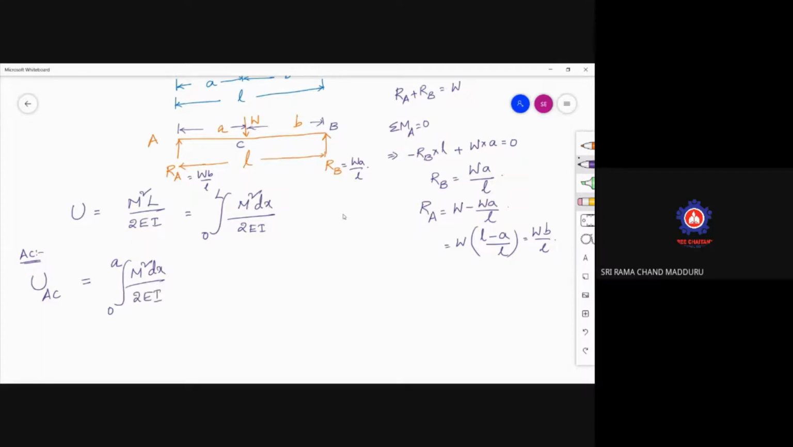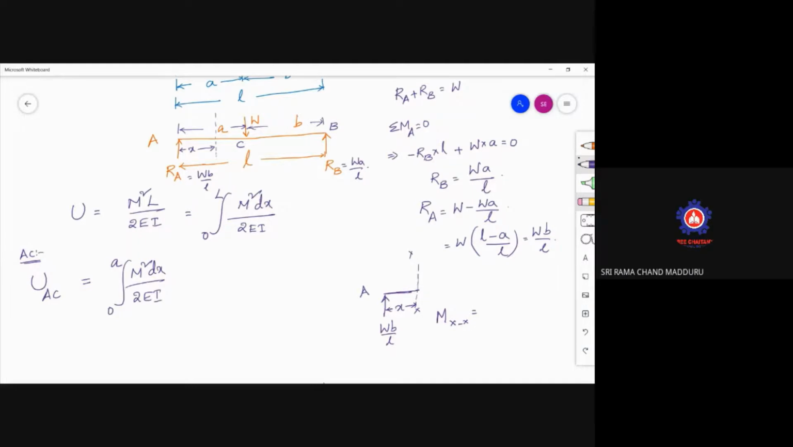For the AC portion, consider a free body diagram. Consider a section at a distance of x from A. Take the left side free body diagram, which means cut the section. This is the section, this distance is x, and the value of this reaction is W B by L. This one is A. Now, what is the moment at the section XX? Just understand this carefully.